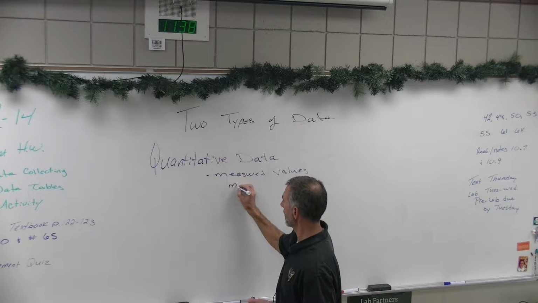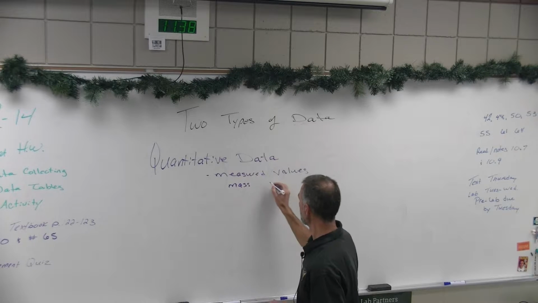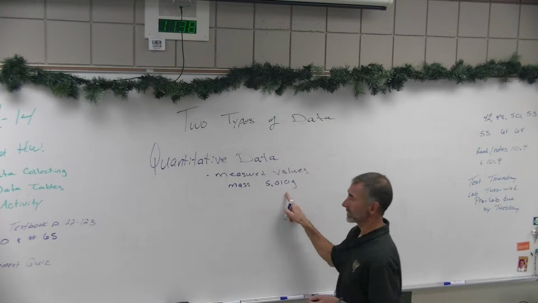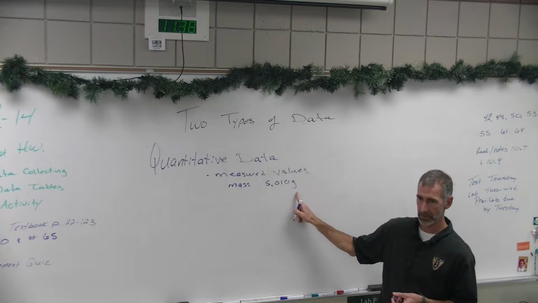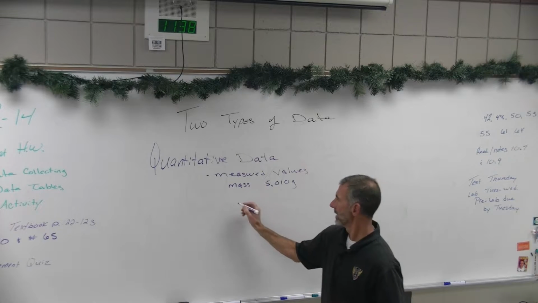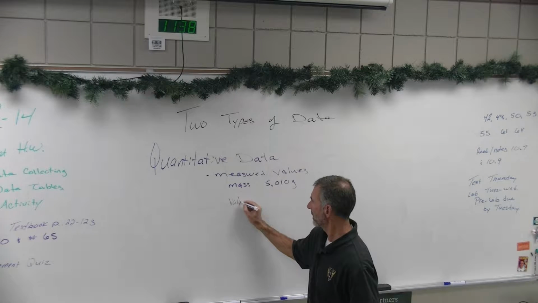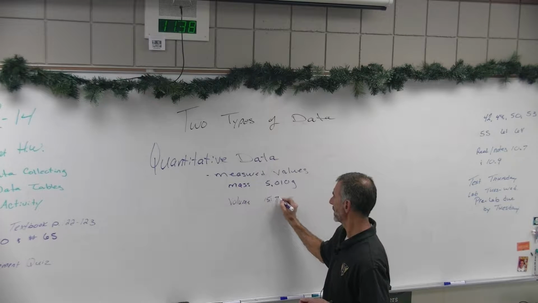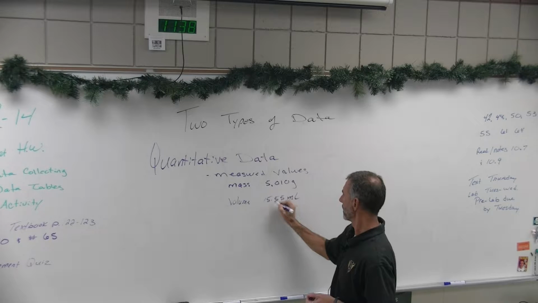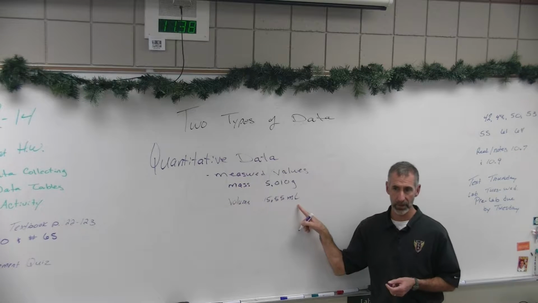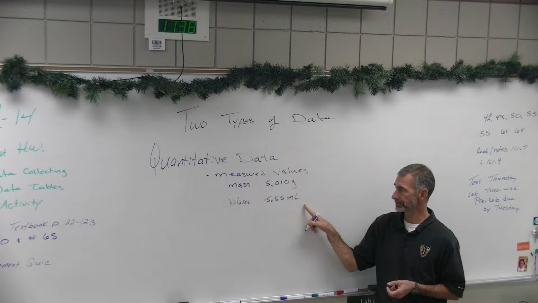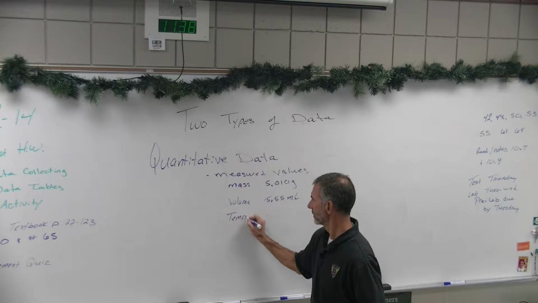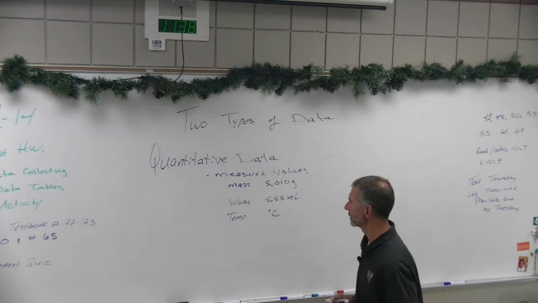So we measure mass. So maybe we have 5.010 grams. So this is a measurement. So we have a number and a unit. Volume is a common measured value. So maybe we have 15.55 milliliters. Use milliliters for units for volume. Temperature, Celsius, most of the time for us.